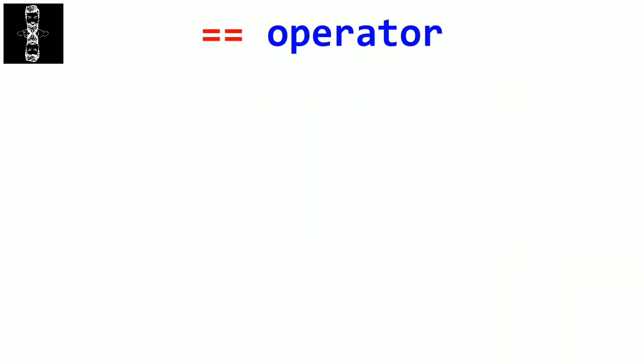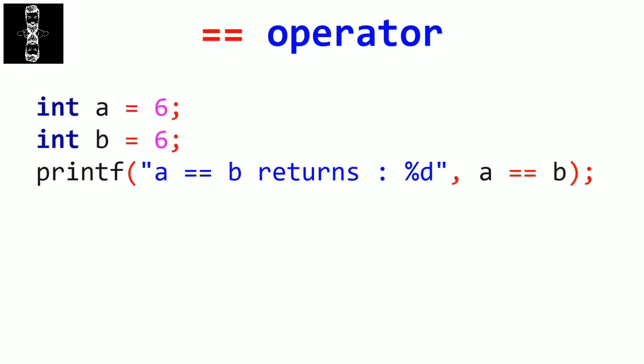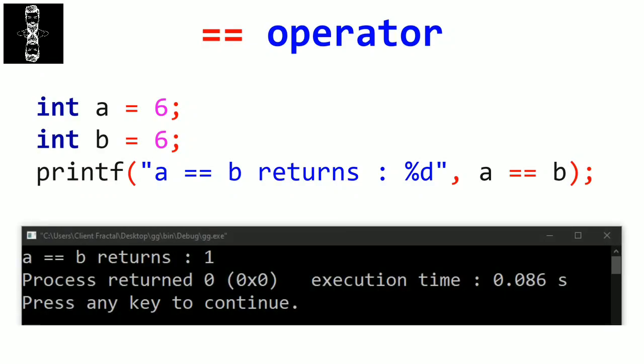For example, here we have the variables a and b initialized to 6 and 6 respectively. If we use the equal operator, we get true, because the value of a is equal to the value of b.